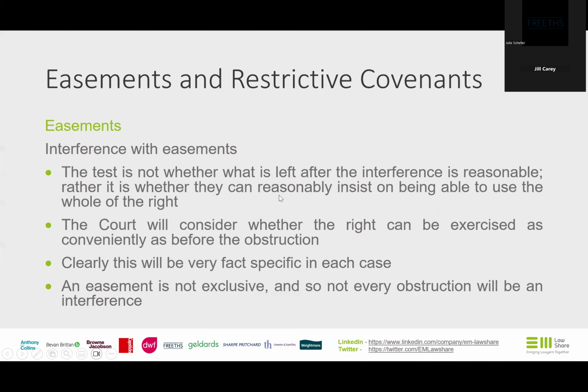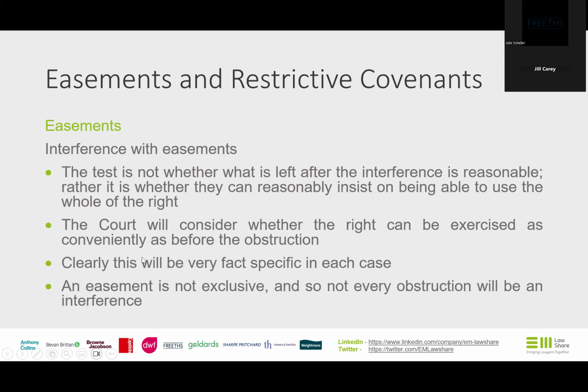So the test is not really whether what is left after the interference is reasonable. The test is more, can the beneficiary reasonably insist on having the whole of the right? So if they have a right of way over 10 feet of roadway and it gets moved to 9, is it reasonable for them to insist on it going back to 10? And the court will look at whether they can use their right as conveniently as they could before. It will be very, very fact specific. Each case will turn on its own facts.